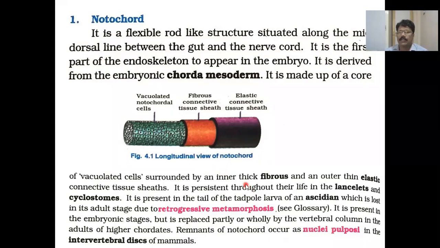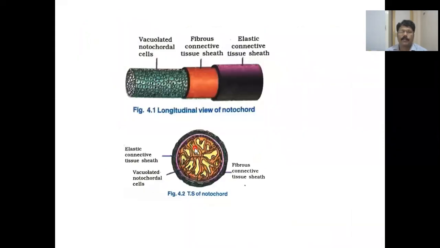And in case of animals like the vertebrates, the notochord is replaced by the vertebral column. And in such animals, there is a remnant of the notochord, and it occurs as the nucleus pulposus in the intervertebral discs of the mammals. So this is the transverse section of the notochord. So this is the inner notochordal cells that are vacuolated. It is surrounded by the outer elastic and fibrous connective sheath.